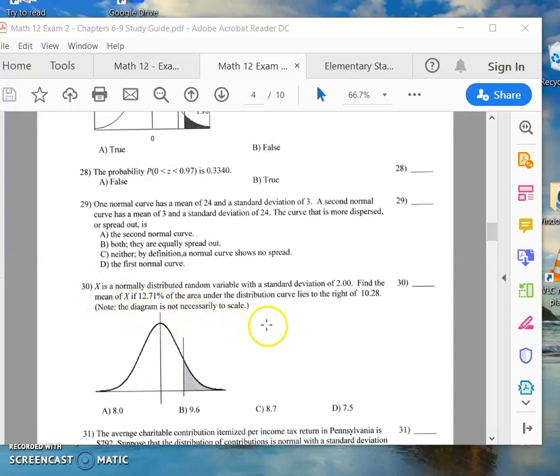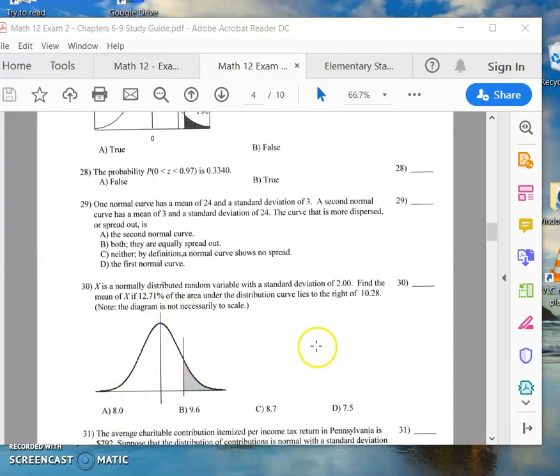Okay, so let's just read the problem here. X is a normally distributed random variable. It has a standard deviation of 2. Find the mean of X. So here's the distribution. Find the mean. So find this guy right here. If 12.71% of the area under the distribution curve lies to the right of 10.28. So this is 10.28, and what they're telling us is that 12.71% is to the right. And it is giving us what the mean is. So hopefully that's enough to help us analyze this problem.